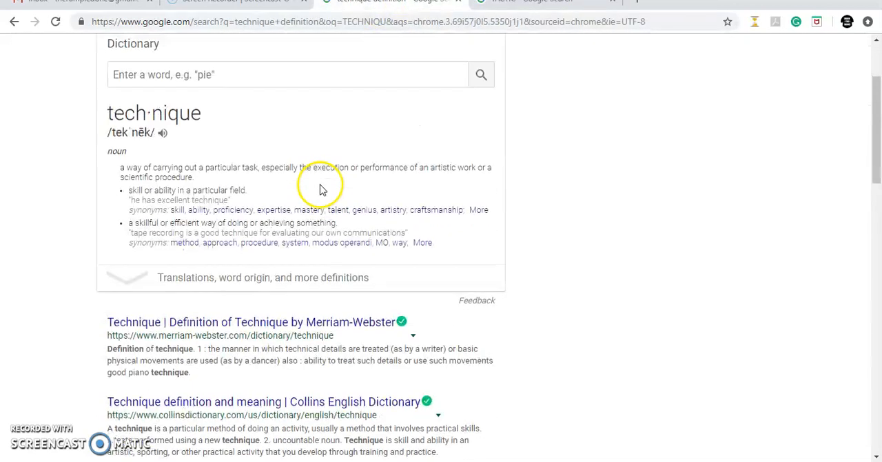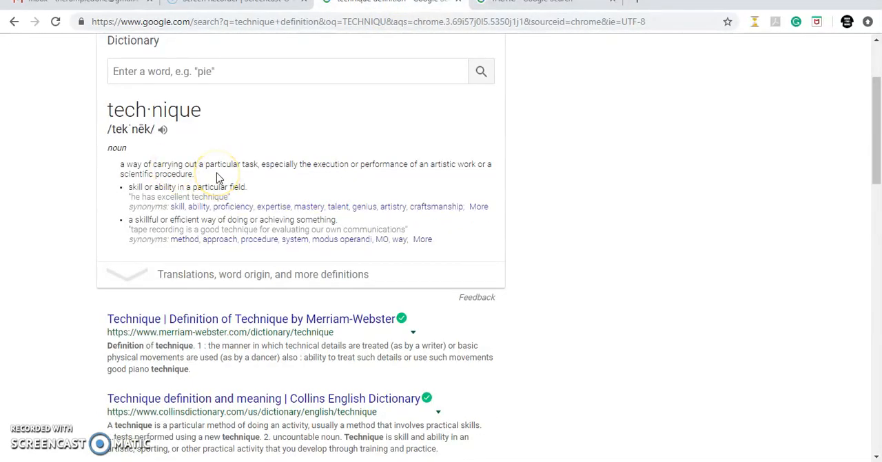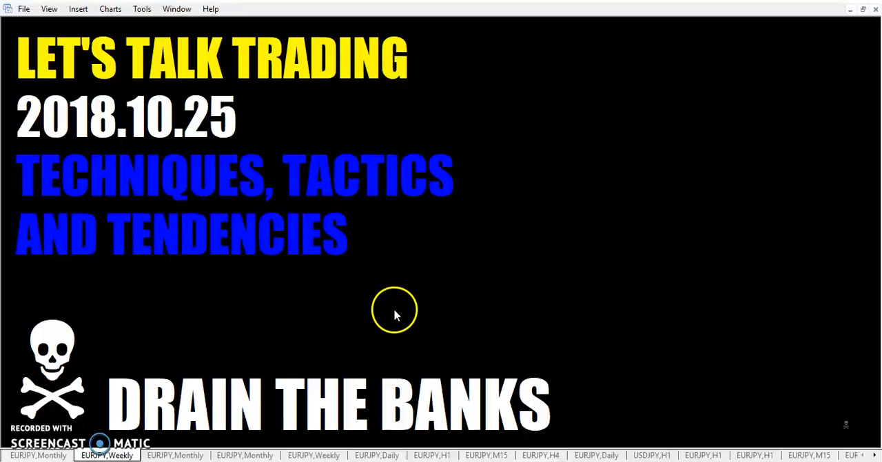And then we've got technique, a way of carrying out a particular task, especially the execution or performance of an artistic work or scientific procedure. Or they talk about skill, a skillful, efficient way of doing or achieving something. So, techniques and tactics. Trading.